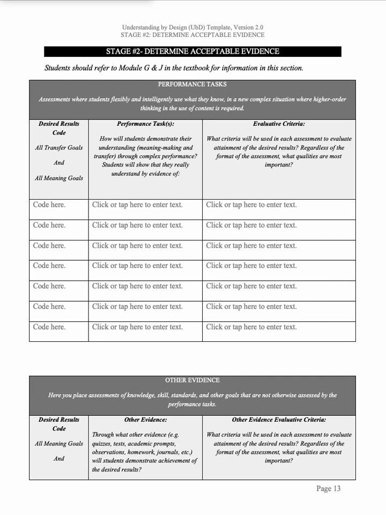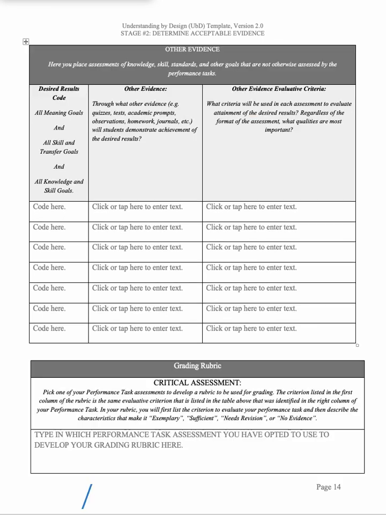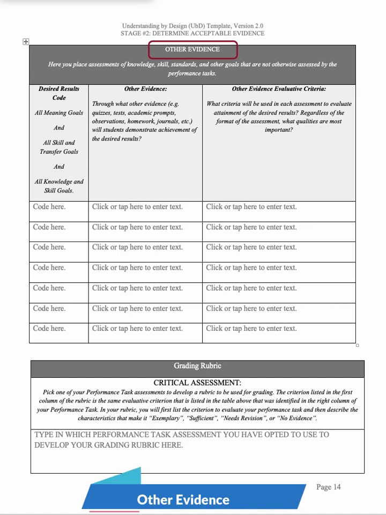Next, you will enter your specifically designed performance tasks. For example, student will show that they really understand by evidence of ... The last part of the performance task section is the evaluative criteria. This states the specific criteria used to assess each task to make sure students have gained the desired results from the lesson. The next section is the other evidence piece.